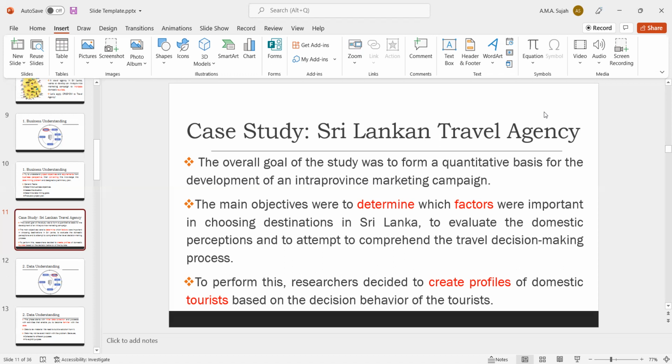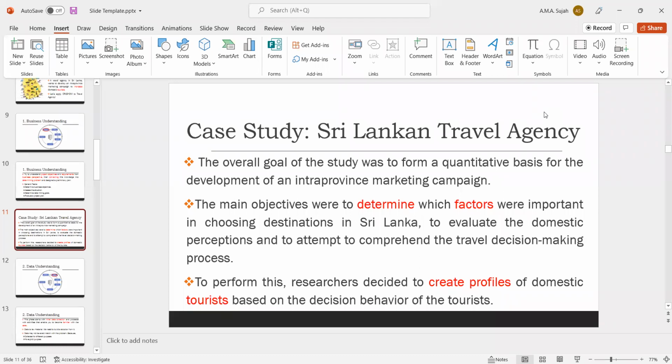Let's say we had only one tourist place in Sri Lanka. Would it be possible to apply this type of research? We can't. In Sri Lanka there are different types of places, so people's interests differ. That is the reason we are planning to develop this kind of research.